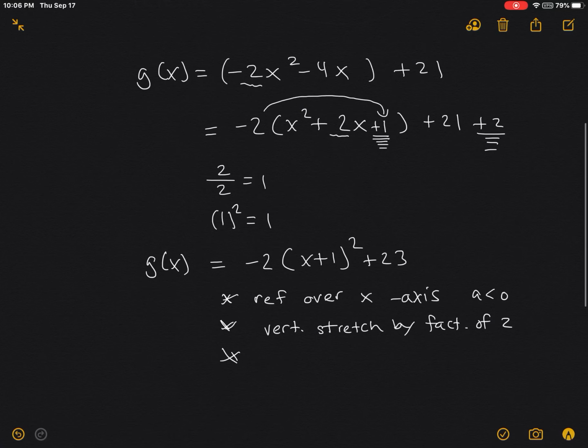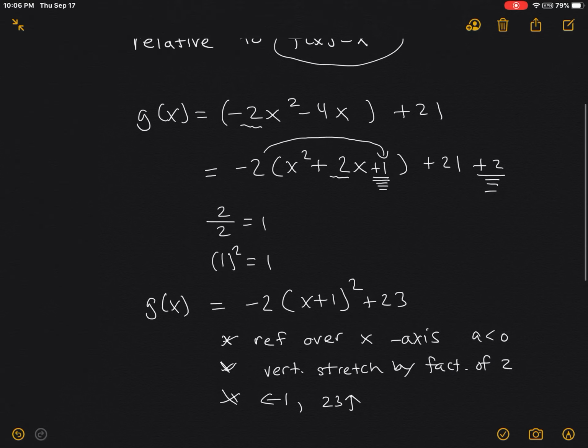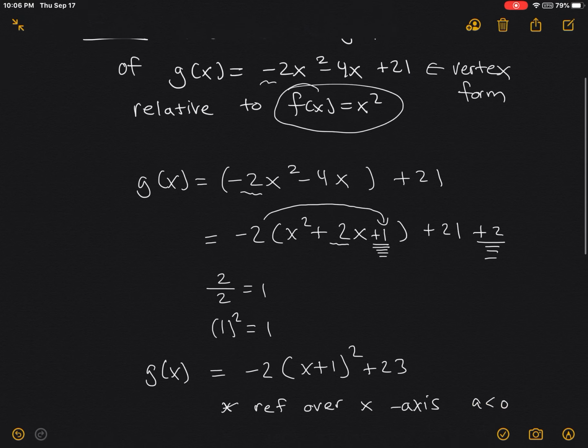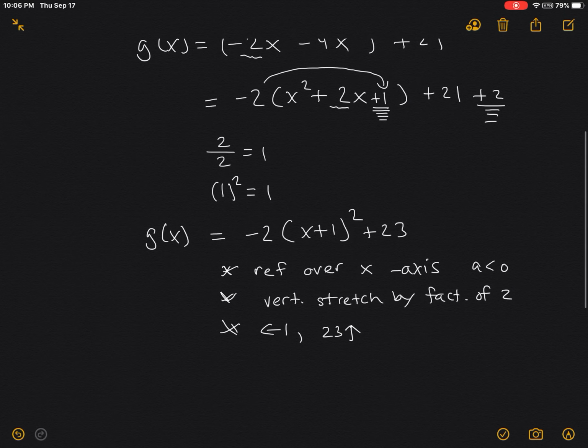1 unit to the left, because the vertex is negative 1, comma, 23 units up. And that's how you make a comparison. Write it in vertex form, and I showed you how to do that by completing the square. So we'll do some more practice in class. Okay, so there's example 2.